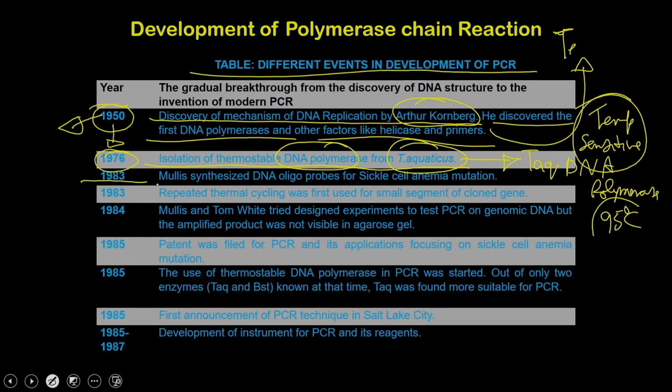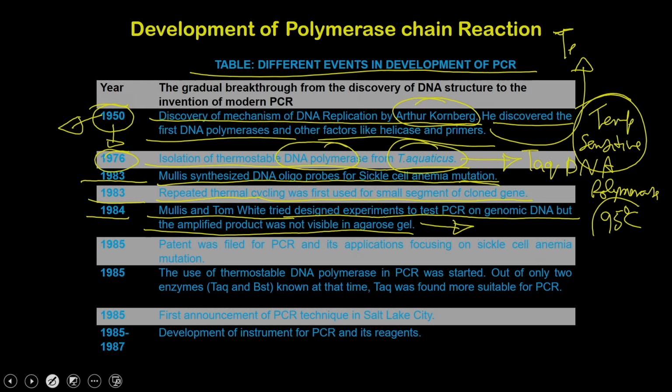Then in 1983, Kary Mullis synthesized the DNA oligo probes for sickle cell anemia, and in 1983 repeated thermal cycling was first used to clone a small segment of genomic DNA. In 1984, Kary Mullis and Tom White designed an experiment to test PCR on genomic DNA, but the amplified product was not visible in the agarose gel. Then in 1985 the first patent was filed for its application in detecting sickle cell anemia mutations, and in 1985 the first use of thermostable DNA polymerase in PCR began.